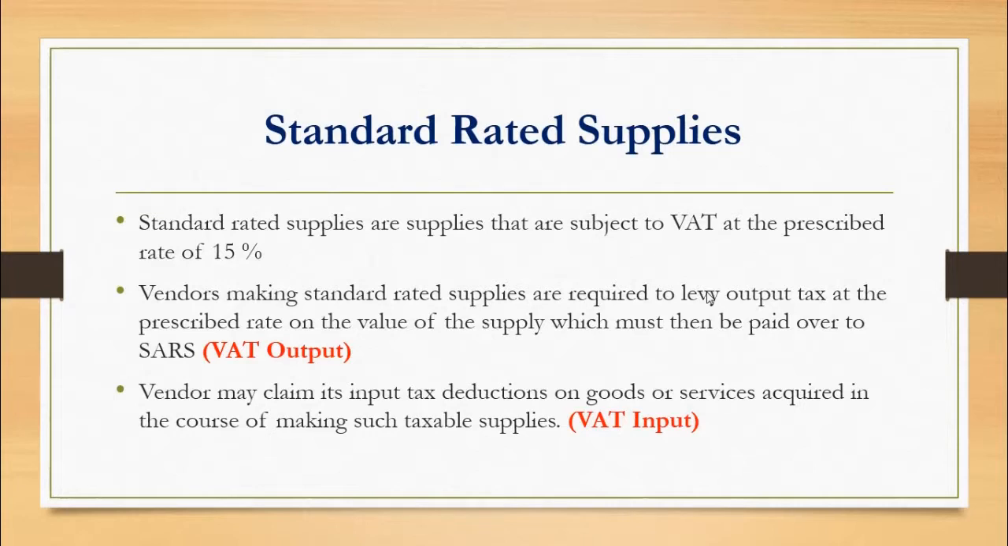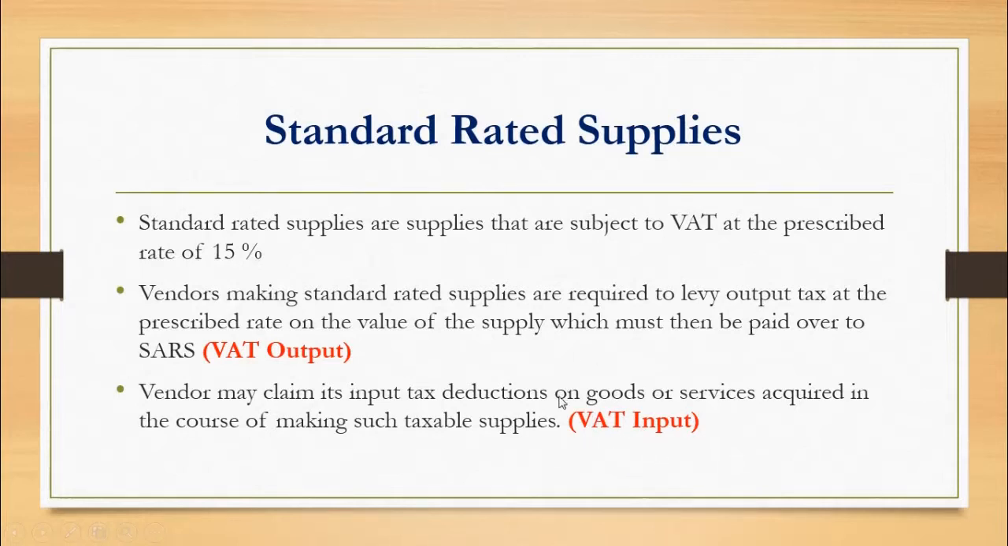So what this statement is basically saying is that if you are a vendor and you are supplying these standard rated supplies, you need to pay what is due to the taxman. That 15% which you have charged on your goods, you need to pay it to the taxman. Then the vendors also may claim input tax deductions on goods or services acquired in the course of making such taxable supply. So that will be your VAT input.